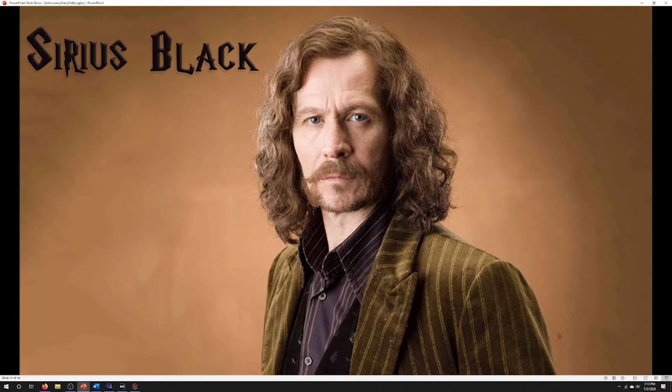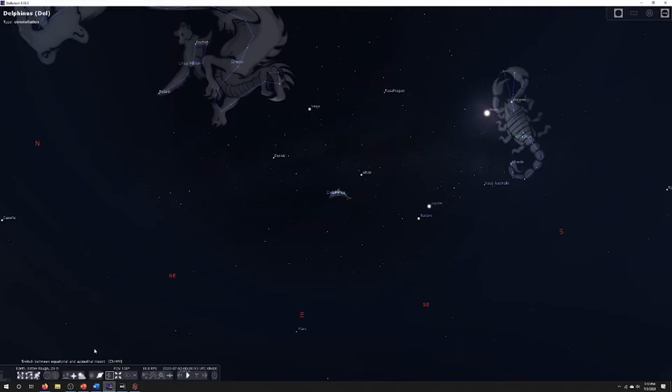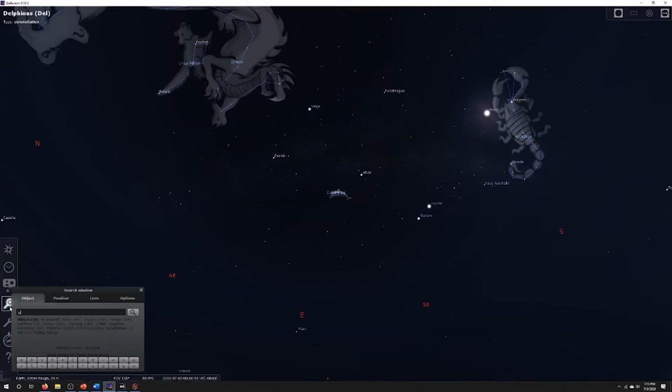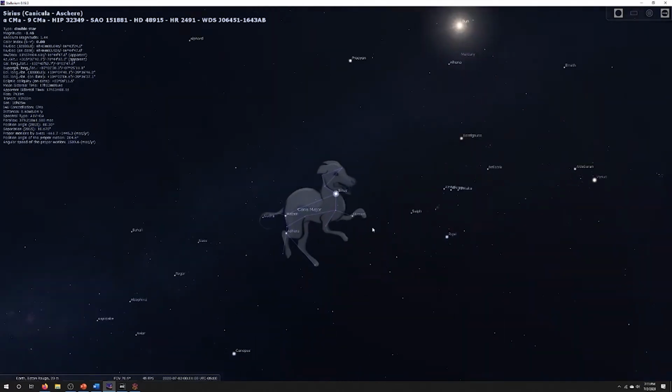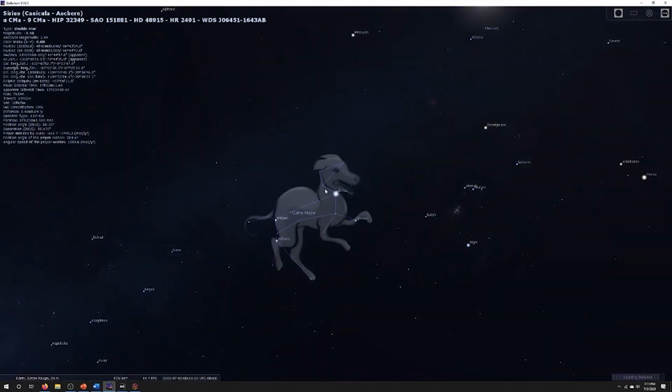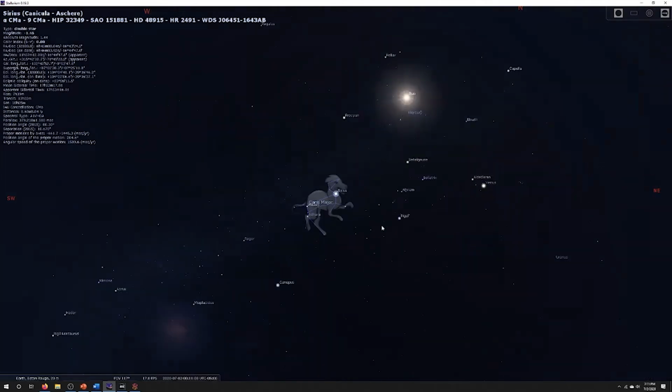Well, Sirius Black gets his name from the brightest star in the nighttime sky, which is Sirius. Let me pull this up to show you exactly where Sirius is at. We will be visiting this area of the sky again. There is Sirius, highlighted right there in the constellation Canis Major, the Great Dog, one of Orion's 2 hunting hounds.